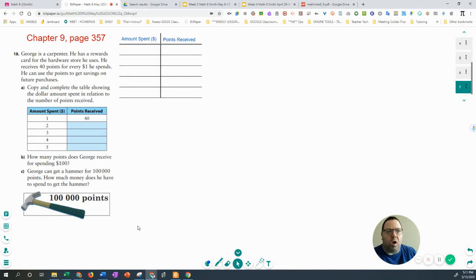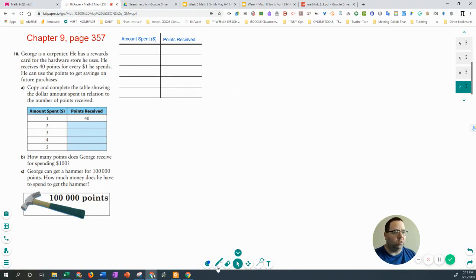Okay, so George is a carpenter. He has a rewards card for the hardware store he uses. He receives 40 points for every $1 he spends. He could use the points to get savings on future purchases. Copy and complete the table showing the dollar amount spent in relation to the number of points received.